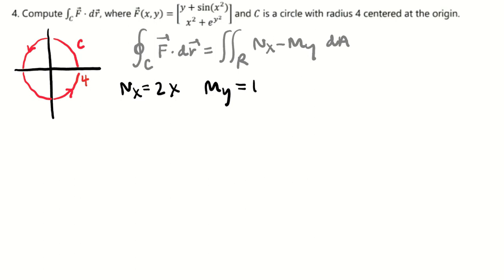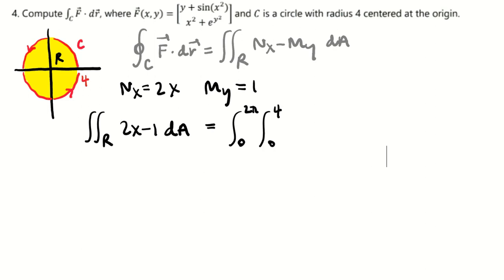Okay, and then this will end up being the double integral over region R. Region R is what I'm going to be highlighting in yellow here. Of 2x minus 1 dA. Okay, it's a circular region, so we know we're going to want to do a polar change of variables. We're going to want r to run from 0 to 4 and theta to go from 0 to 2 pi. I'm going to just do dr and then d theta. I don't think it'll really matter.